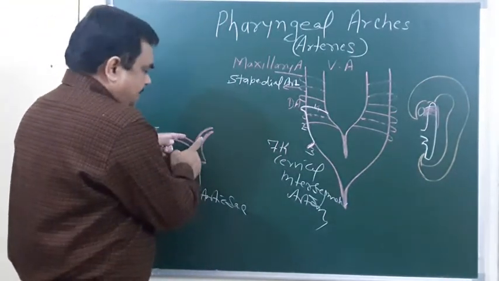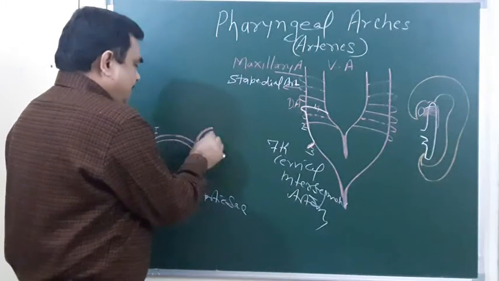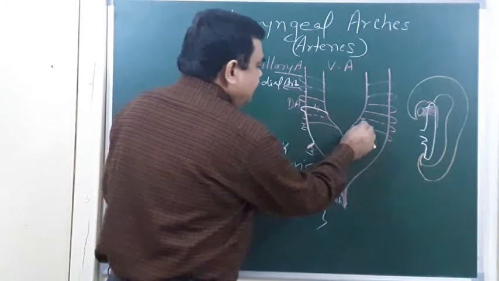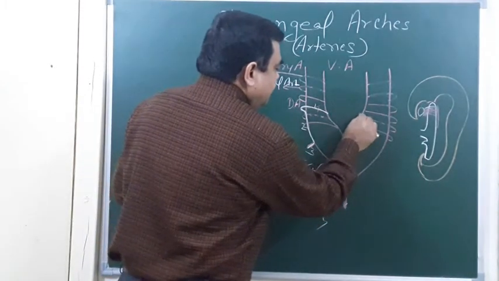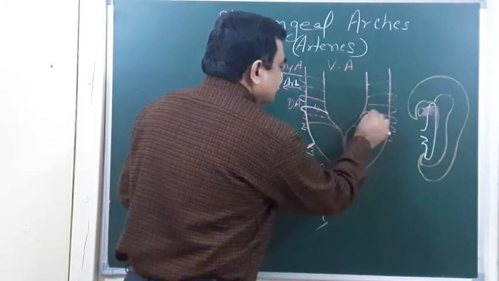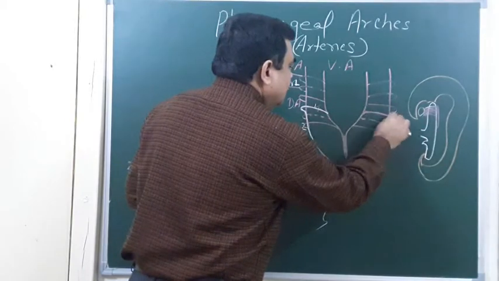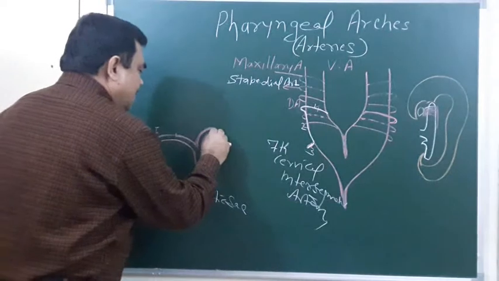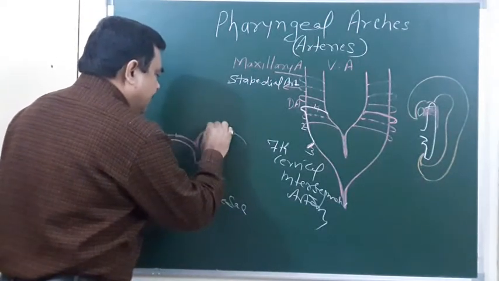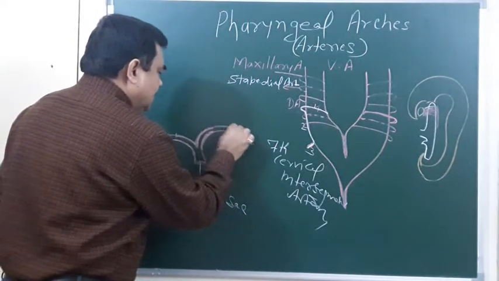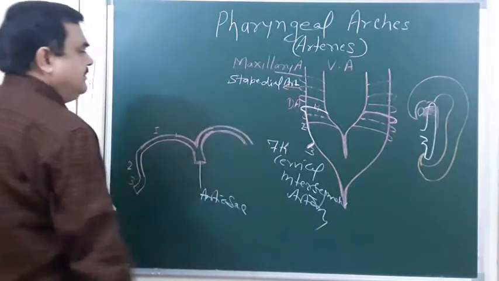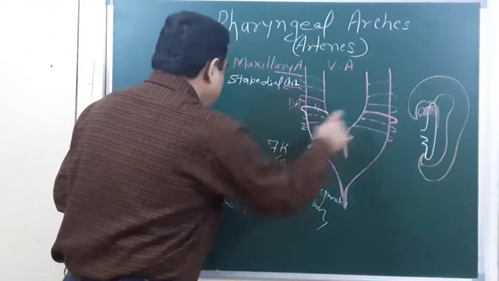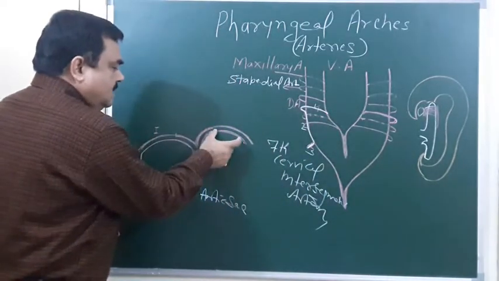And this is left horn. You see here, this is fourth arch. This fourth arch forms the arch of aorta. Like this. So this horn forms the ascending aorta. This is part of ascending aorta. This is arch of aorta.